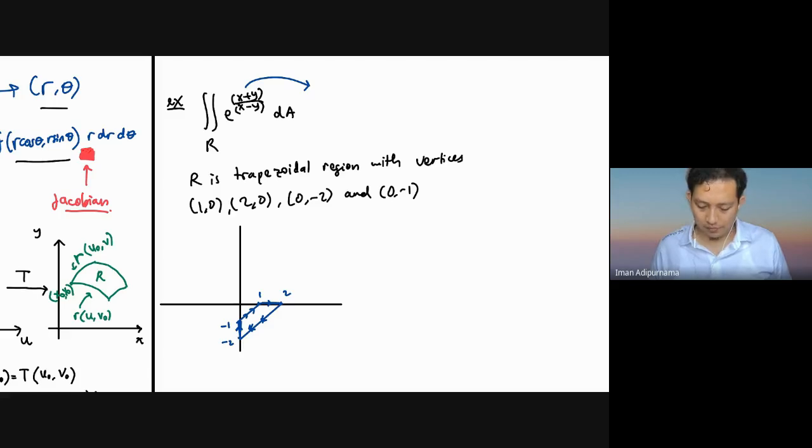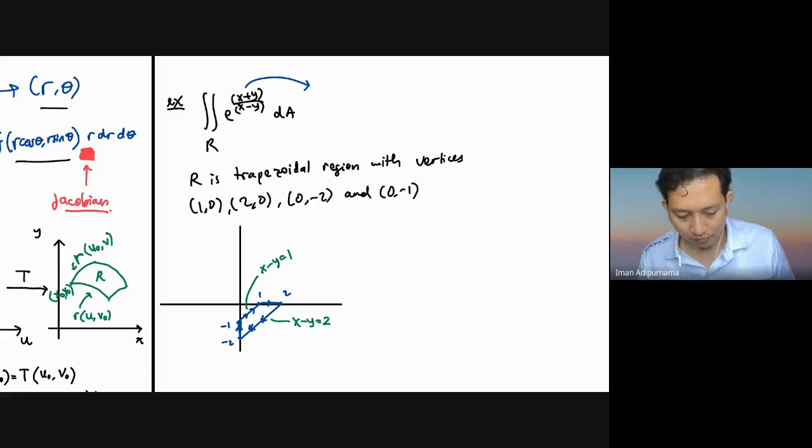This definitions. And then from here, you see that you can actually generate the line equation. From here is x minus y is equal 1. And from here is x minus y equal 2. Right?